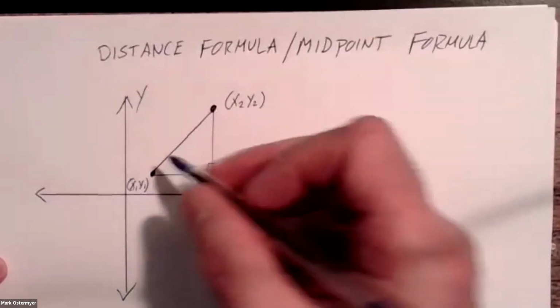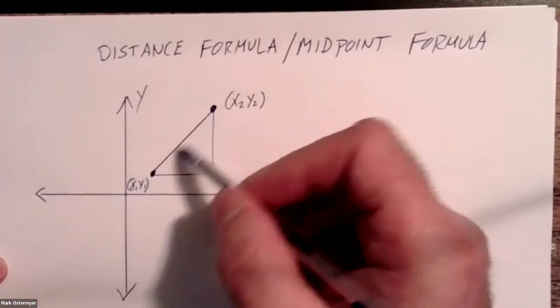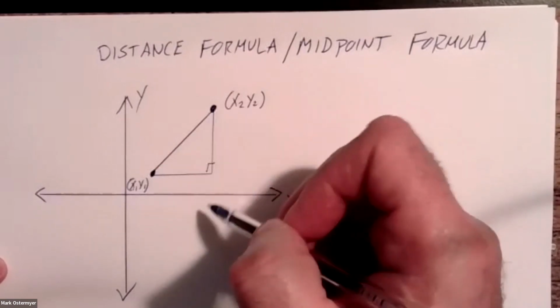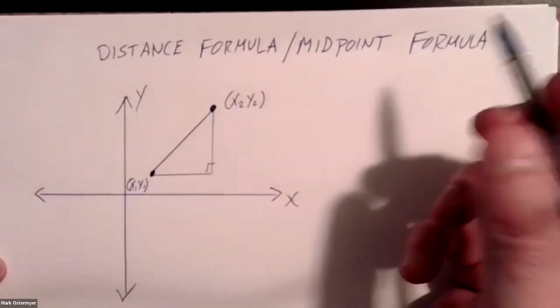And later on, we're going to find a formula that will enable us to compute the distance between 2 unique points in the plane. So that's what we're going to do: derive what's called the distance formula. And it can be used for any 2 points in the plane, not just in the first quadrant.